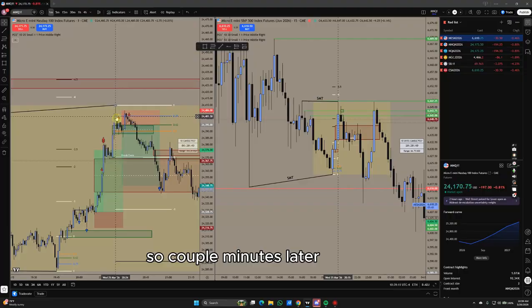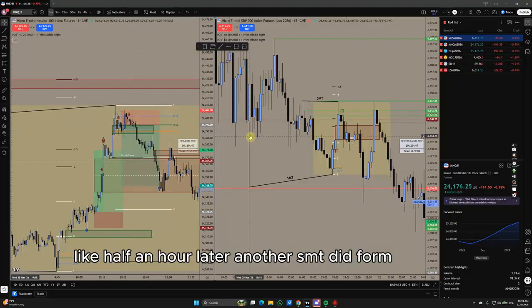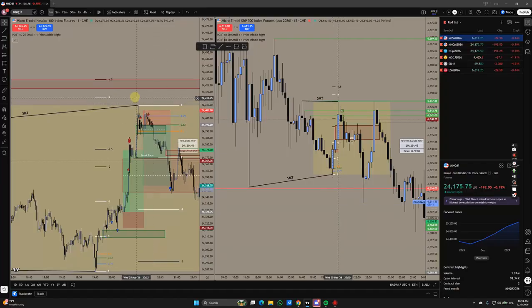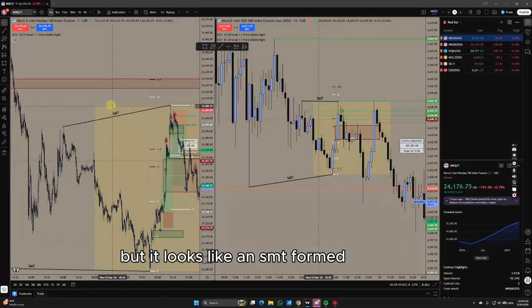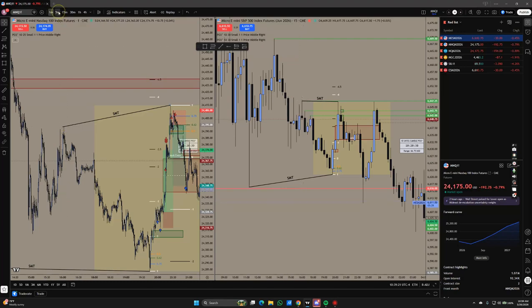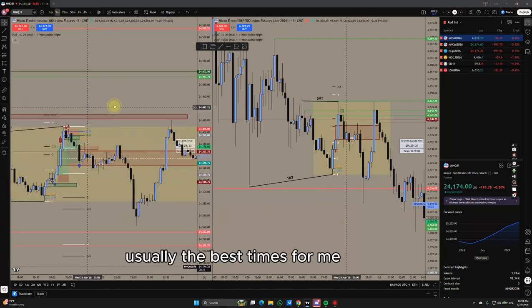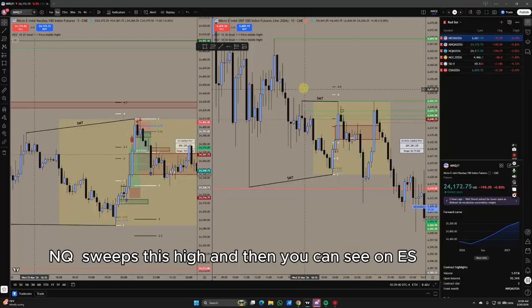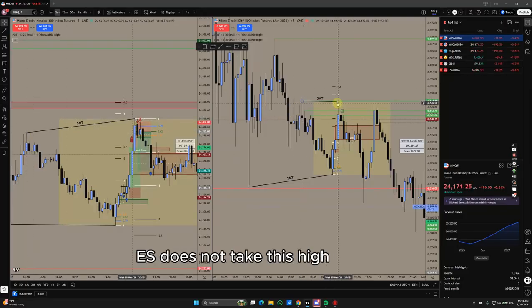So a couple minutes later, like half an hour later, another SMT did form. I was aiming for this 4 target, but it looks like an SMT formed. Use 1 minute, 5 minute, 15 minutes, usually the best times for me. NQ sweeps this high, and you can see on ES does not take this high.